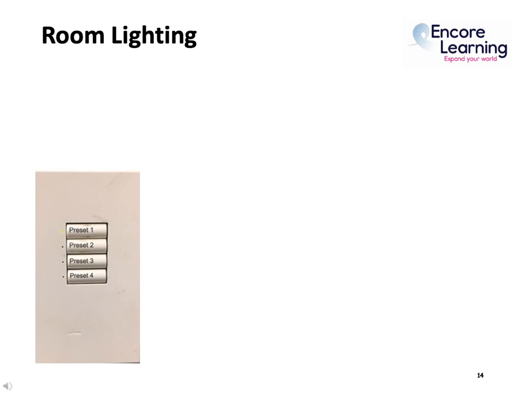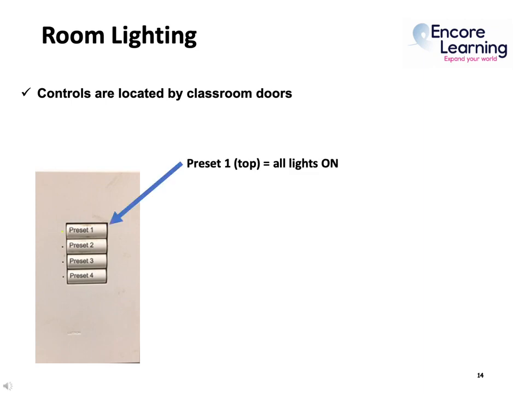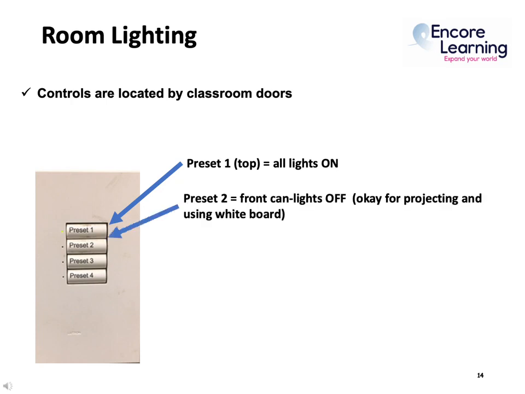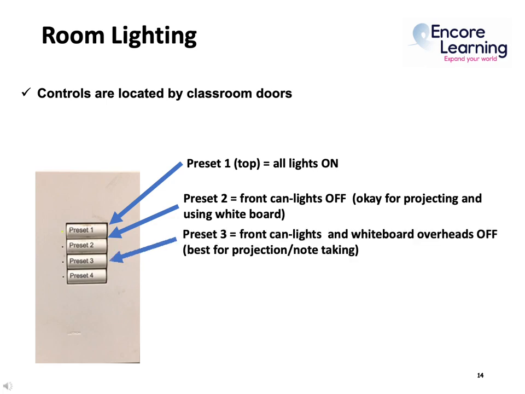An additional classroom setup step is to adjust the light controls. Controls are located by the classroom doors. 4 buttons control room lights. Preset 1, the top button, all lights on. Preset 2, front can lights are off, okay for projecting and using the whiteboard. Preset 3, front cans and whiteboard overheads off, best for projection and note-taking.